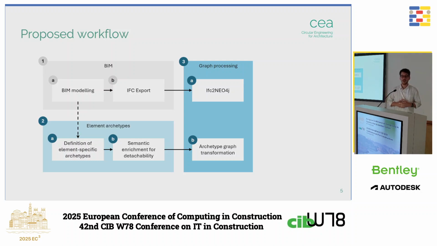And then we have the graph processing. We have an IFC graph. As I said, labeled property graphs, which I will represent in Neo4j. And the archetype graph is also transformed to Neo4j. In the end, we're matching the elements of the BIM model with the archetypes, which are more detailed than in the BIM model. In this paper, we're doing it manually, but in the follow-up paper, we're trying to automate it, which is out of scope here. And then we're fusing this into one graph, so we have a kind of a disassembly graph.